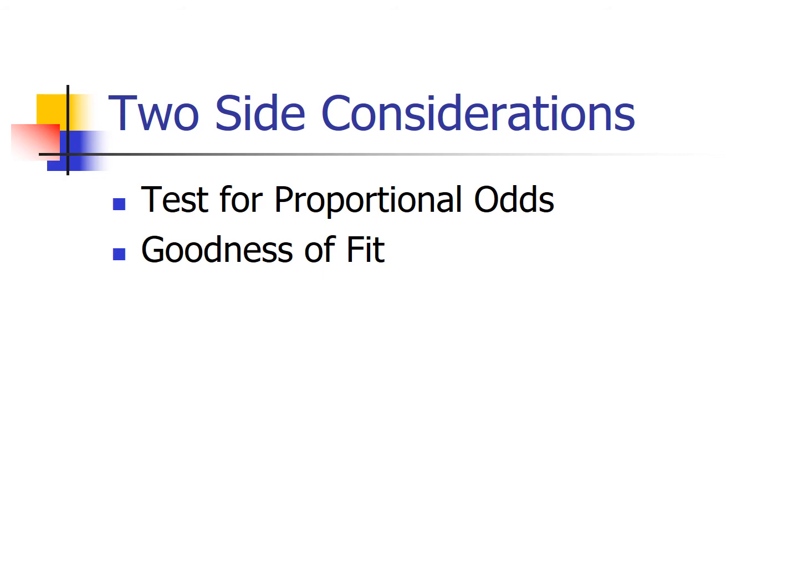So, two side considerations, and then we'll wrap up with our example. One is, how do we test whether or not the proportional odds assumption is in fact appropriate? And then what about goodness of fit tests?